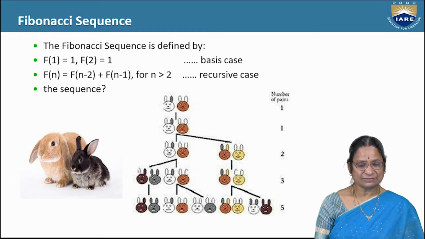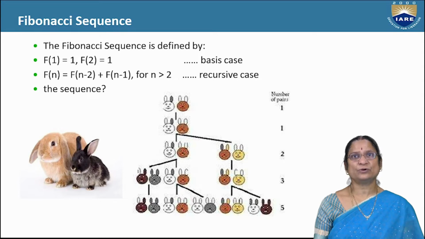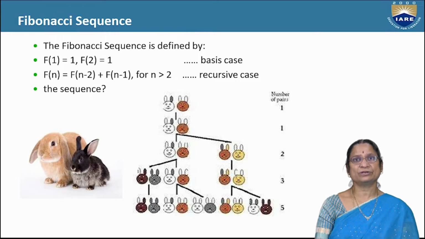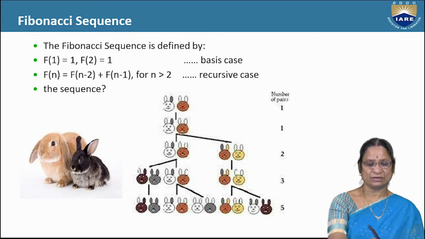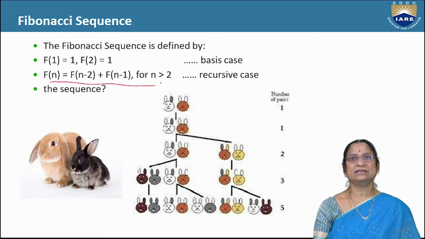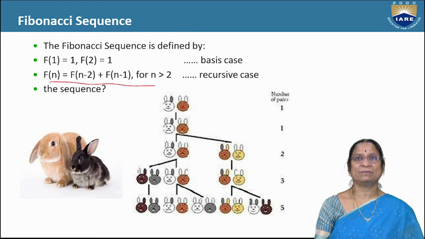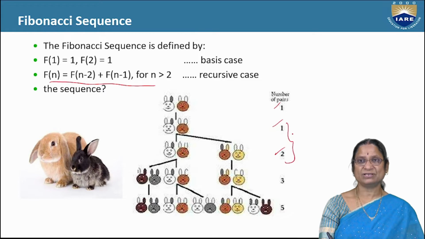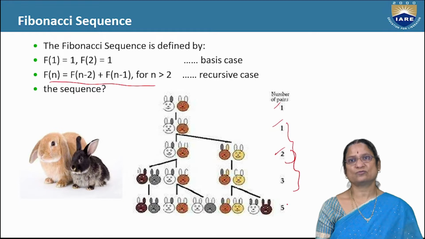This is the Fibonacci sequence: f of 1 is equal to 1, f of 2 is equal to 1, and the first two numbers are given as input. From f of 3 onwards, we will use this recursive case, that is f of n is equal to f of n minus 2 plus f of n minus 1. Sum of the previous two terms, this is recursive. Then what is the sequence? First 1, 1, 1 plus 1 is 2, and 2 plus 1 is 3, next 2 plus 3 is 5, and so on.